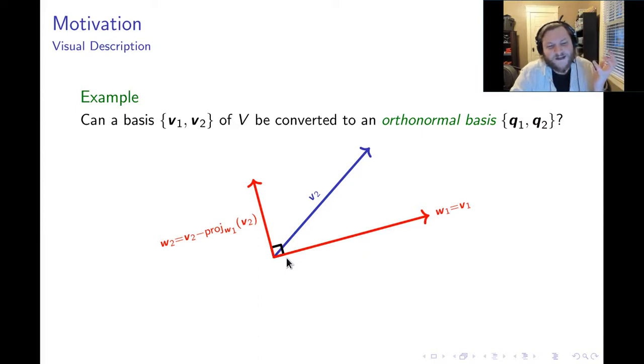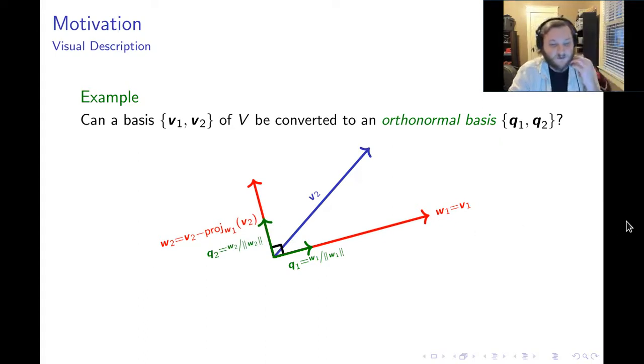But here's the thing: I don't want just an orthogonal list of vectors. I want an orthogonal list of unit vectors. So how can I make w1 and w2 unit vectors now? Well, this is the idea of normalization. I can define a vector q1 as the normalization of w1. So I take w1 and divide by its length. Then I can define another vector q2 by normalizing w2. This is w2 divided by its length.